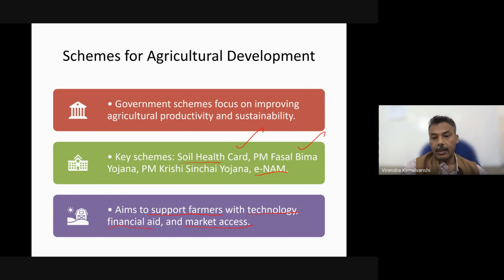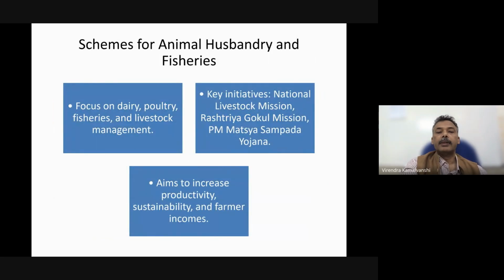So what I personally believe is that small interventions are required at the ground level, like focusing on dairy, poultry, mushroom, fisheries, livestock, maybe food processing. All these schemes definitely will help in poverty alleviation. Okay, so they will increase the productivity, sustainability, and farmers' income.